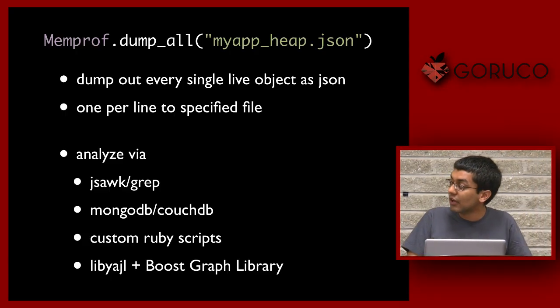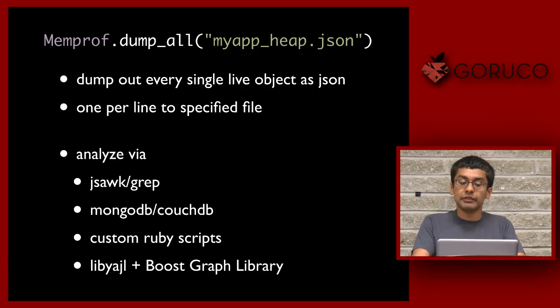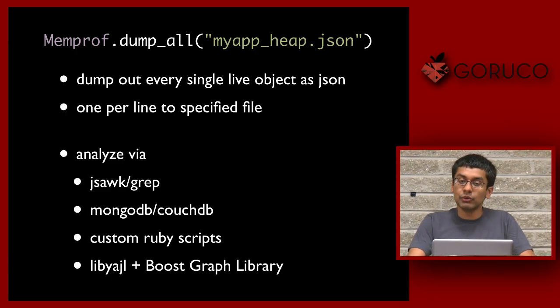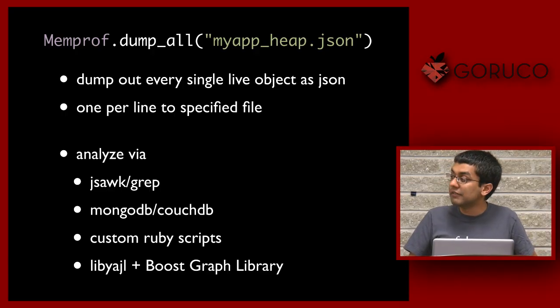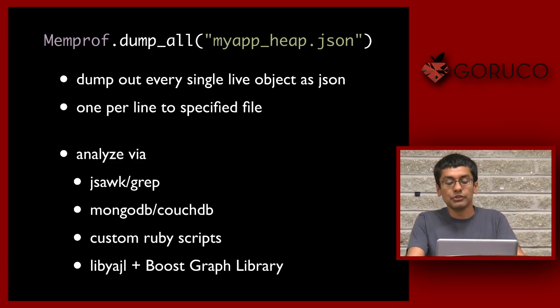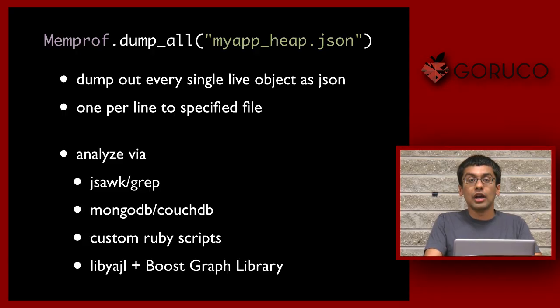But it's all just JSON, and it's 1 per line, so you can do a whole bunch of analysis on it, and you can use a variety of different tools. So I've used jsoc and grep, which have been pretty cool. I use Mongo pretty extensively. The cool thing about Mongo is that you can add indexes on any field, including embedded fields. I've written custom Ruby scripts, and most recently I've written a bunch of C and C++ code to try to do some graph analysis on the object graph.